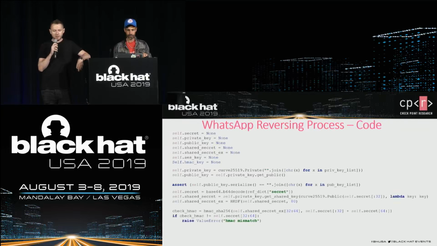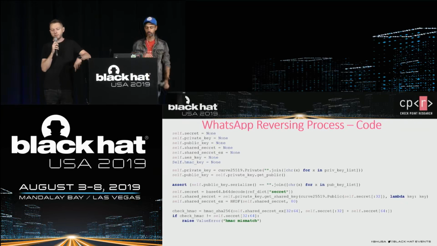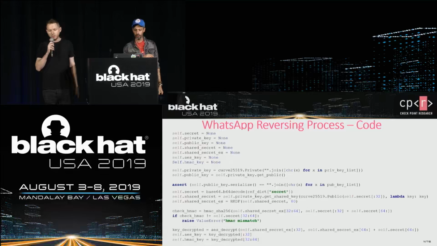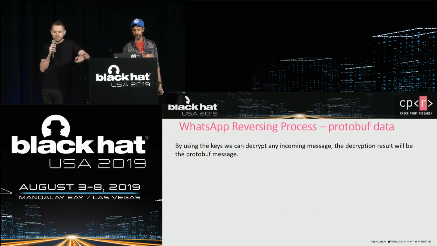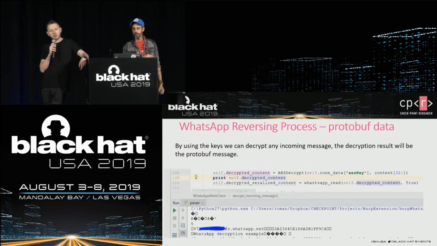Then we got the shared secret from the secret parameter. We expanded it by using the HKDF. We checked that the HMAC from the expanded shared secret is equal to the HMAC from the secret parameter. And then we decrypted the data parts, and we received the AES key of the whole communication. And now by using this AES key, we will be able to decrypt messages.